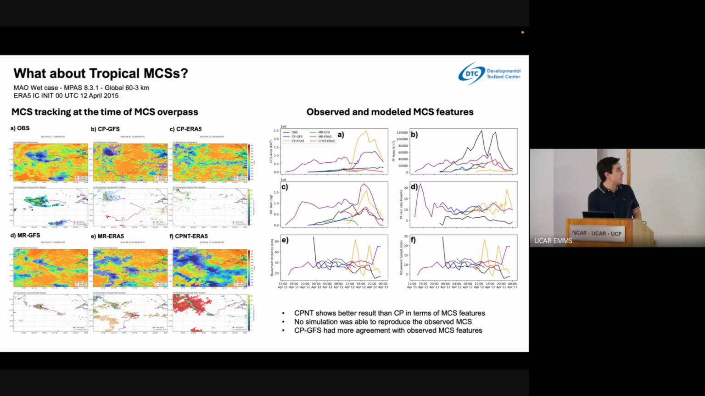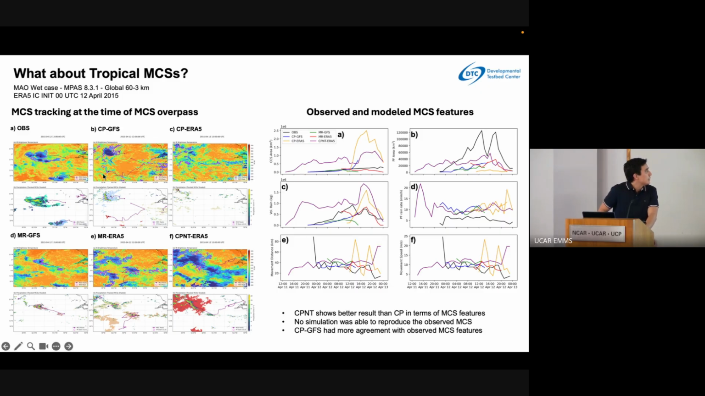So this is basically a summary of some results that I worked on from Amazon MCS. And the question here is, as you could see, MPAS is doing a good job in reproducing MCS, especially the MCS features. But basically, this is a summary showing how difficult it is to reproduce tropical MCSs.